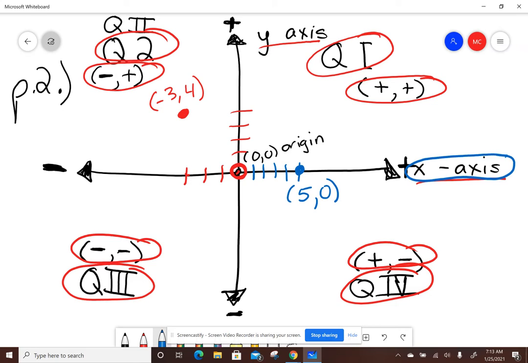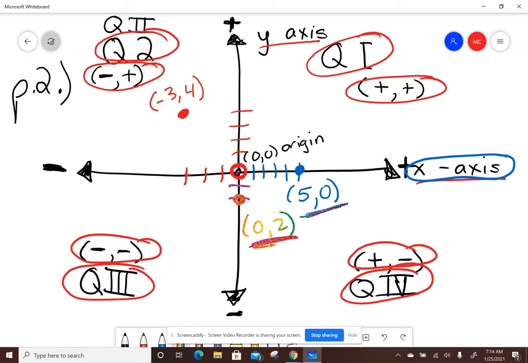Now, letter C, and I'll do C in multicolored, is 0, negative 2. So I start here. I don't go right or left. I just go down 2. So this is 0, negative 2. And this is on the y-axis. So what does this point and this point have in common? They are both on an axis, and they both contain a 0. So whenever a point contains a 0, it's either going to be on the x-axis or the y-axis.